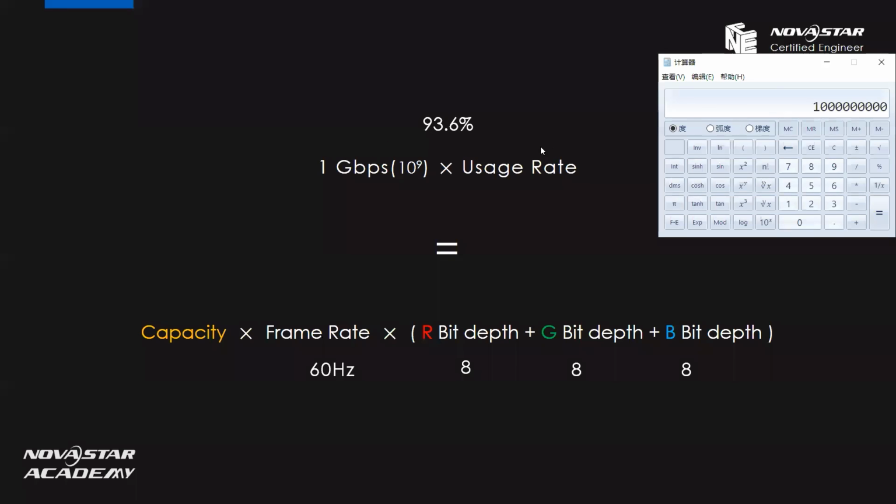93.6 is the average we can use. Multiply. Then we divide it by the frame rate, 60 Hertz, and also we divide it by the color depth of RGB, 8×8×8=24. So after calculating, we can get the loading capacity is 650,000 pixels.